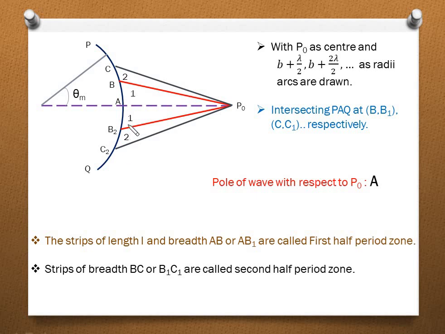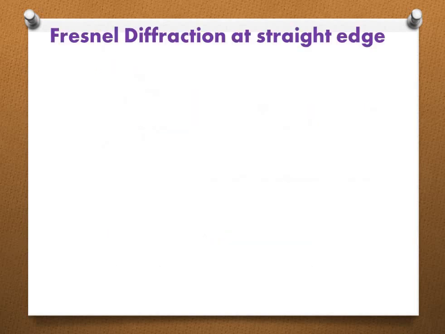So this is the first half period zone, either this one or both. These are the second half period zones, and so on. Now we need this information, so remember it. Let's begin our topic: Fresnel diffraction at a straight edge.